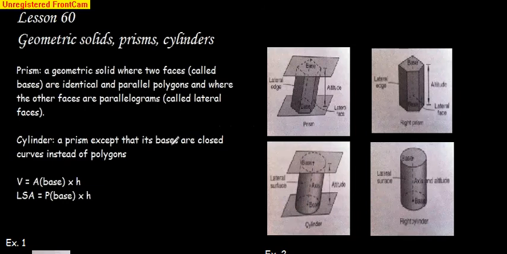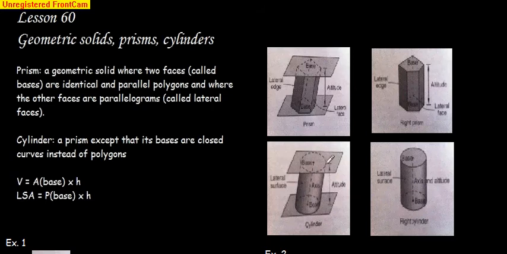The other one we're going to talk about is a cylinder. A cylinder is a prism, except that its bases are closed curves instead of polygons. I think most of the ones we're going to do are either circles or ovals for our closed space. So here's our cylinder. Instead of the bases being parallel polygons, they're closed curves, or circles, or ovals.